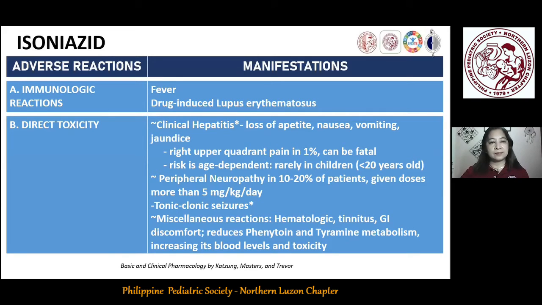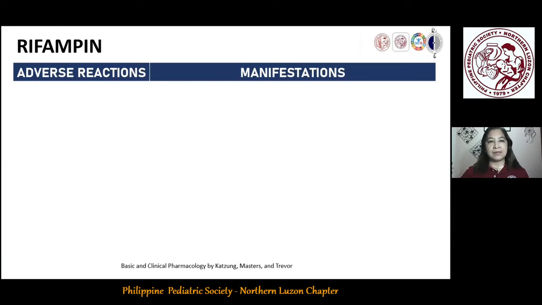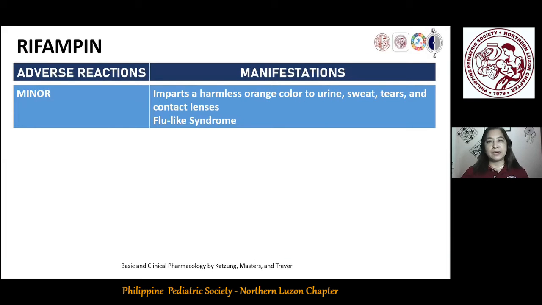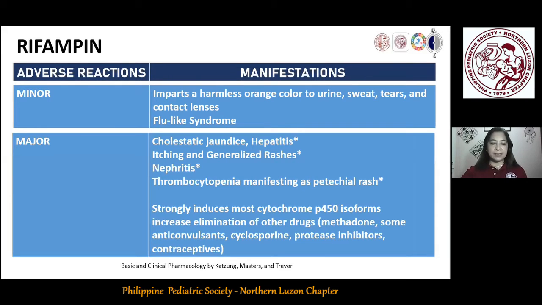For rifampicin, the reactions may be classified as minor, such as the following. As we all know, it imparts an orange color to our urine, sweat, and even contact lenses, and there is the manifestation of flu-like syndrome. Major manifestations could be drug-induced hepatitis, itching and generalized rashes, nephritis, thrombocytopenia presenting as petechial rash, and it strongly induces most cytochrome P450 isoforms, hence increasing elimination of other drugs.